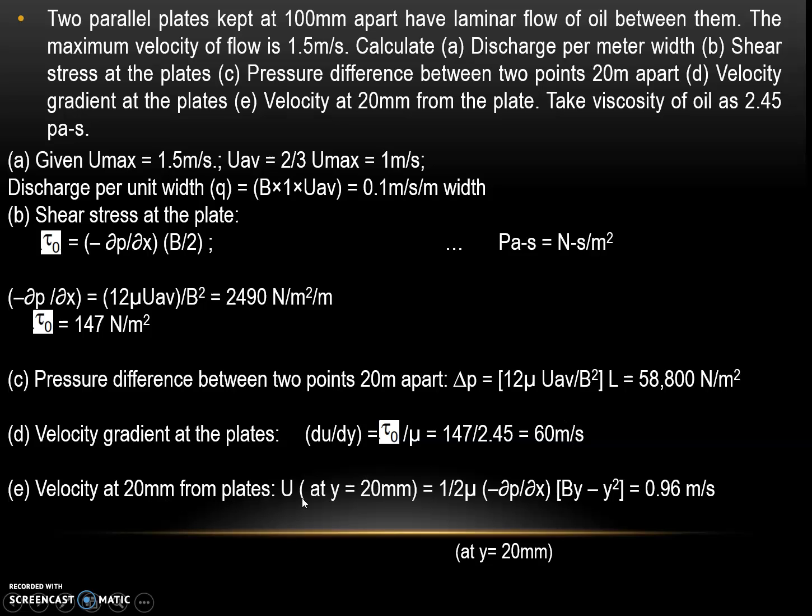Velocity at 20 mm from the plates, that is u at y equal to 20 mm, can be found using the formula 1 by 2 mu into minus dou p by dou x into (B y minus y square). Here y is 20 mm. So finally the answer is 0.96 meter per second.